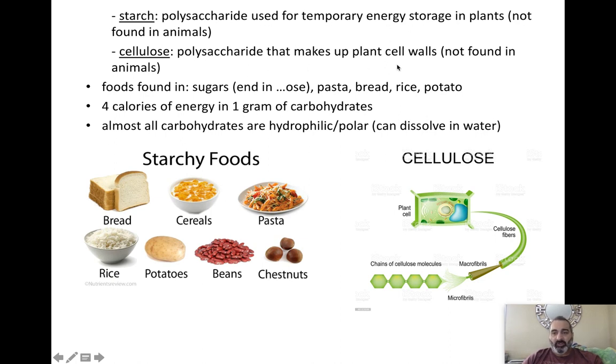We do not have cellulose in our bodies. We need to eat cellulose in our diet. You know what they call it in our diet? It's called fiber. So when we eat fiber, we are eating plant cell walls called cellulose.